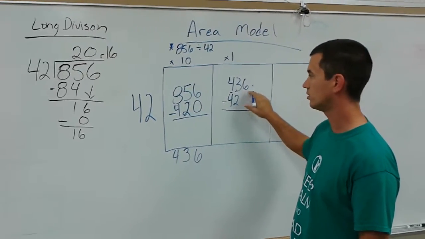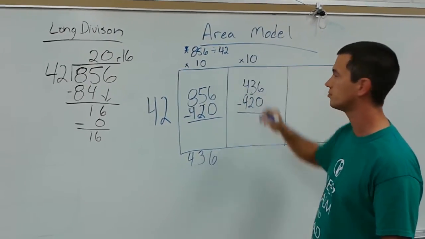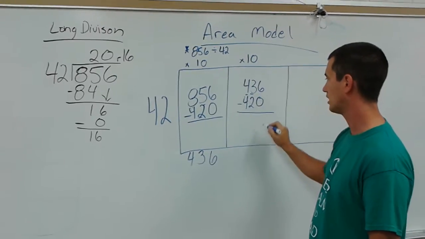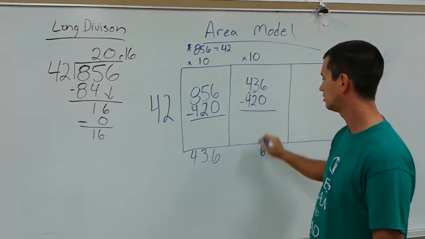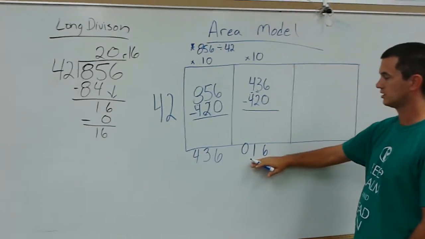And then they're going to notice the place value again is not lined up, so they're going to add a 0, which means they've times it by 10. They're going to subtract, and they're going to get a 6, a 1, and a 0. So now they have 16.